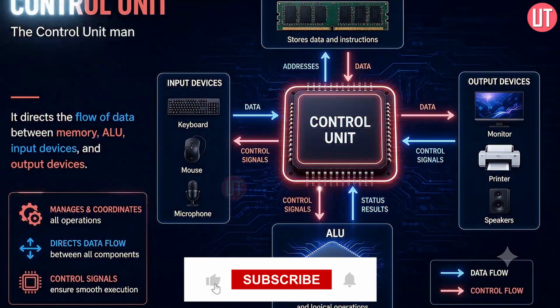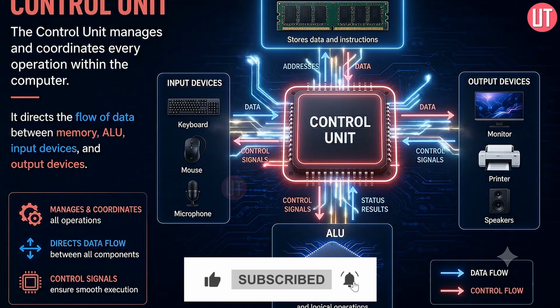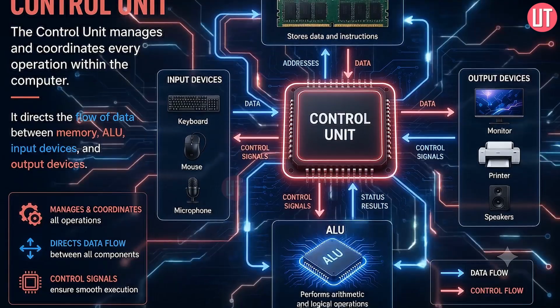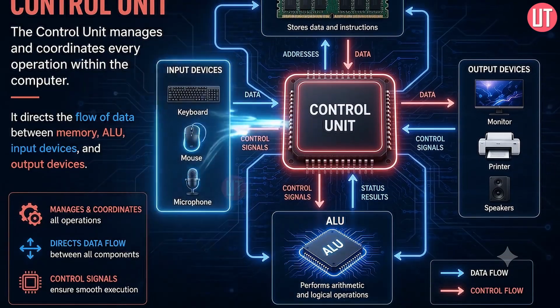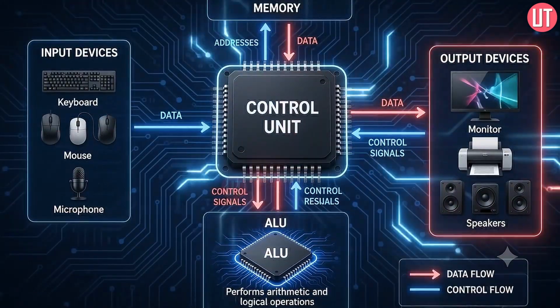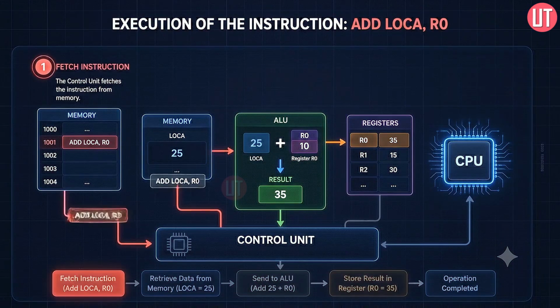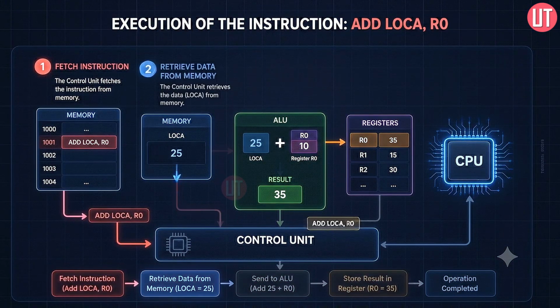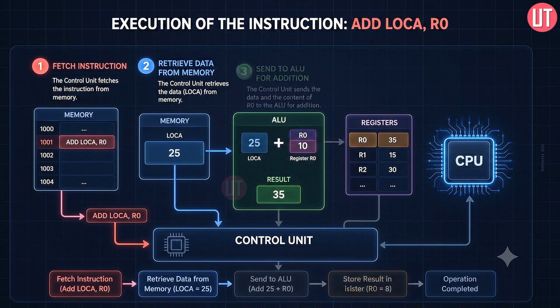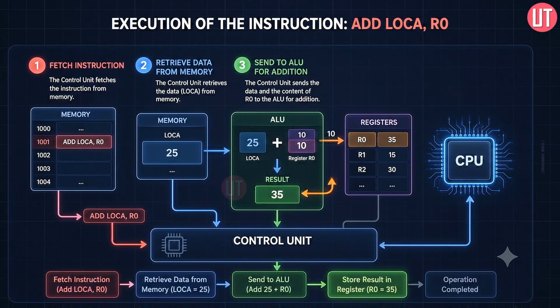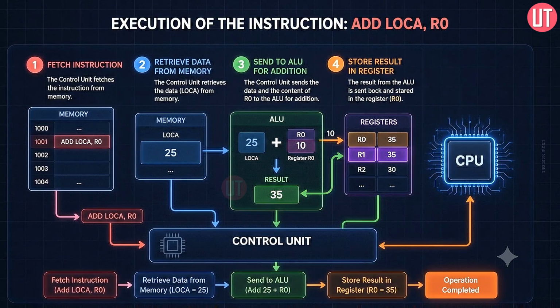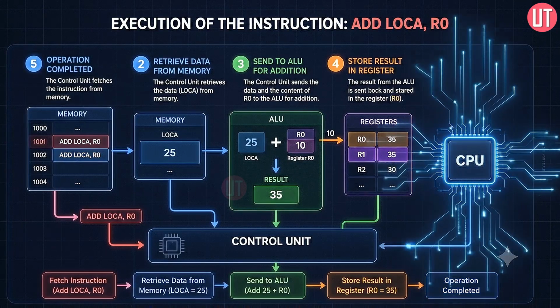The control unit manages and coordinates every operation within the computer. It directs the flow of data between memory, ALU, input devices, and output devices. Consider the instruction: add LOCA, R0. The control unit fetches the instruction, retrieves data from memory, sends it to the ALU for addition, and stores the result back into the register.